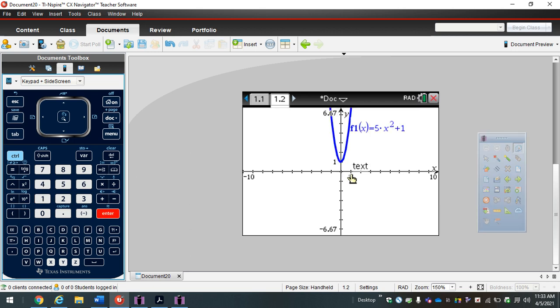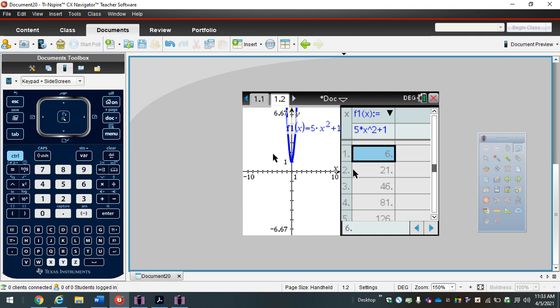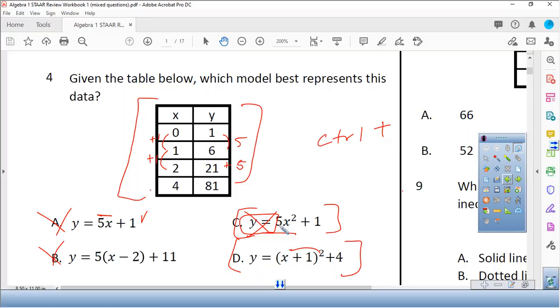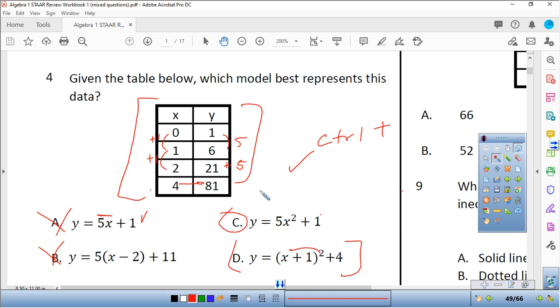Gotcha. And there it is now. I don't really care about that. I care that the tables match up, Control T. 1 goes with 6, 2 with 21, 4 with 81. Let's go back. 4 with 81. Boom. There it is. This is the one that matches up with this table. Cool. That's, I think, the fastest, easiest way.